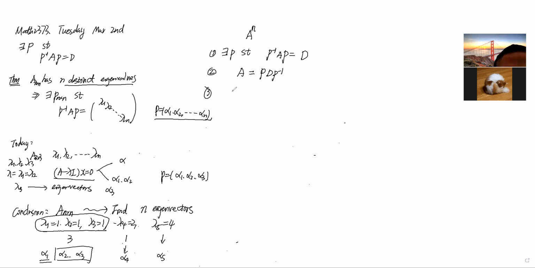After we do this, we can compute A to the n like this: P D P inverse, P D P inverse, P D P inverse, and so on. They cancel each other in the middle, so we get P D to the n P inverse.